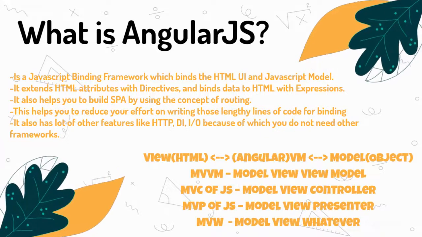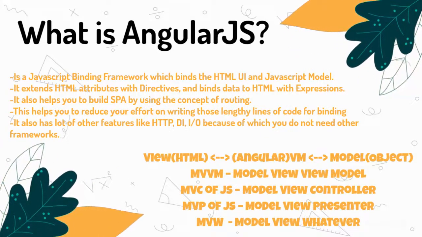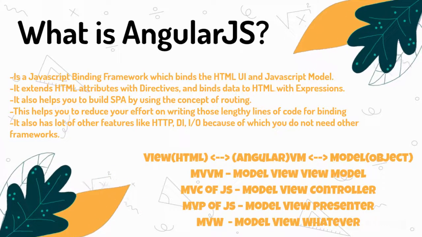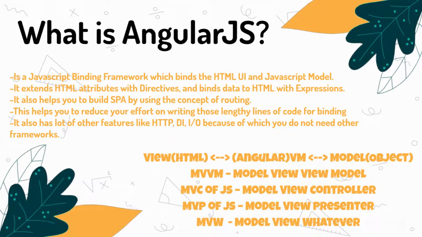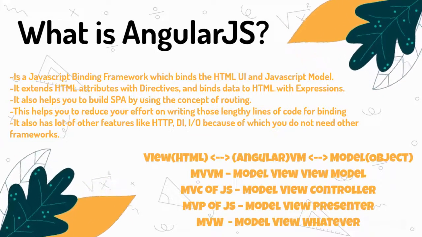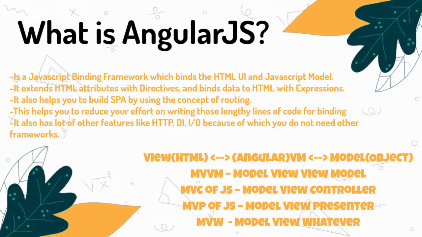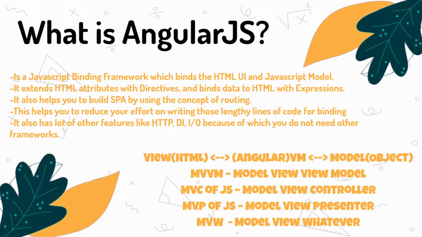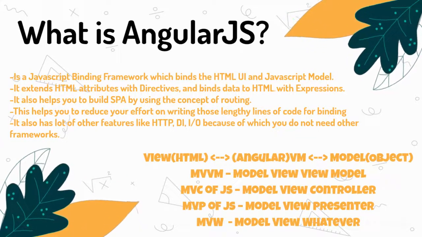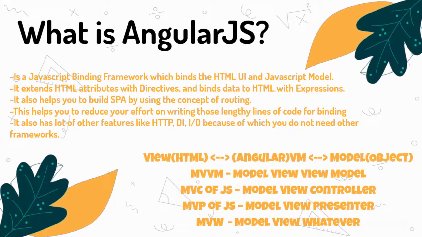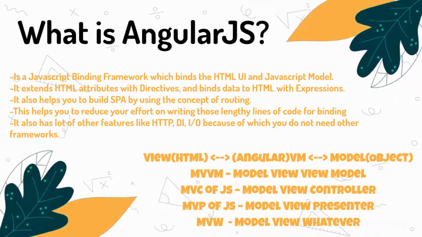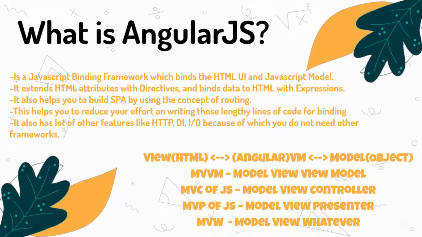Some people call Angular MVVM, model view view model, so between the model and the view we have a view model. Some people call it MVC of JS, as AngularJS is also known as MVC of JS. MVC, we know, is model view controller. Then it is also called MVP, model view presenter. So MVC or MVP or MVVM.